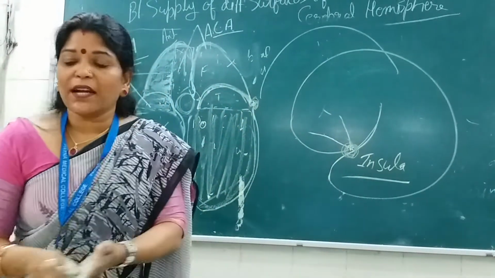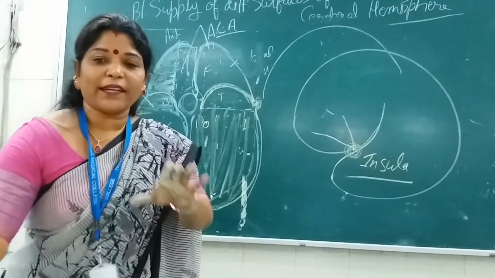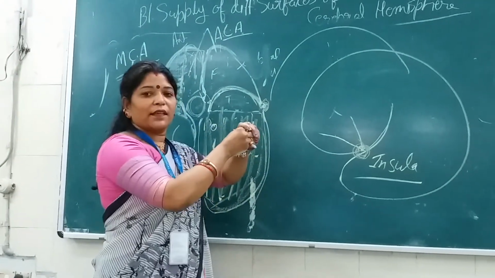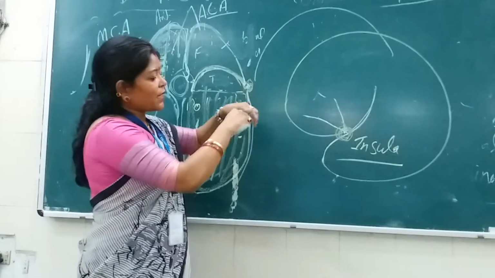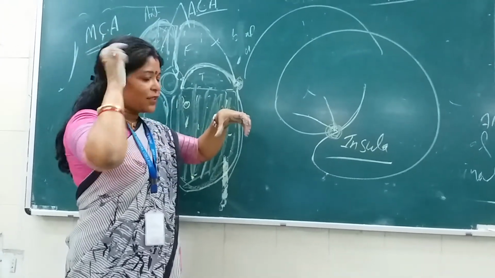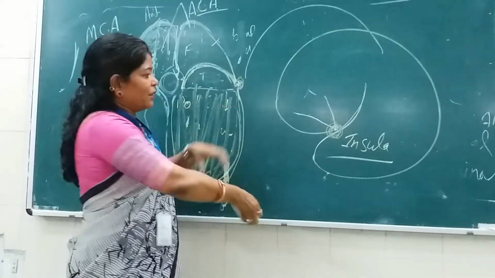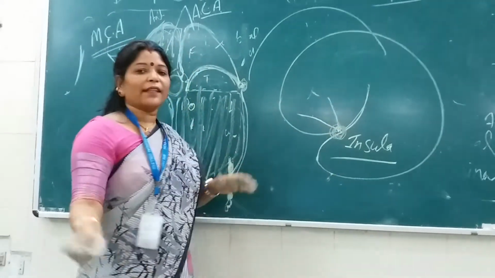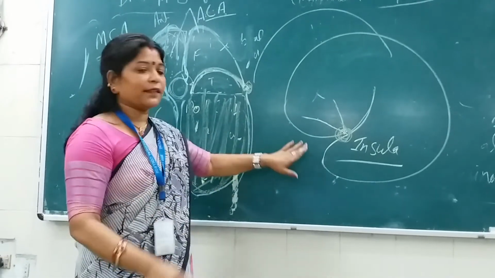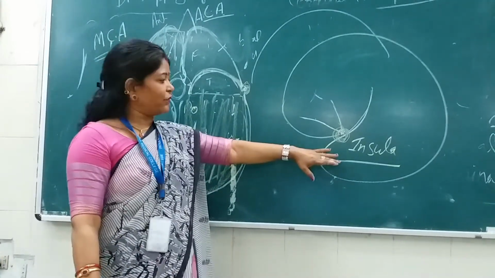Insula is the submerged part of the cerebral cortex, which is folded in the stem of the lateral sulcus. Isn't it? Here it is the stem, and the cerebral cortex is folded here and inserted over here, the insula, and that is hidden by the operculum. We will discuss this in detail in the next class with the topography of the cerebrum.